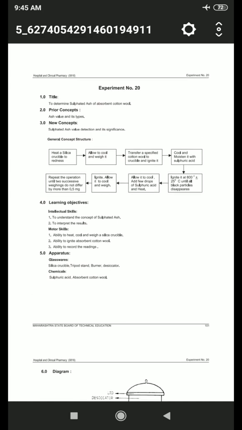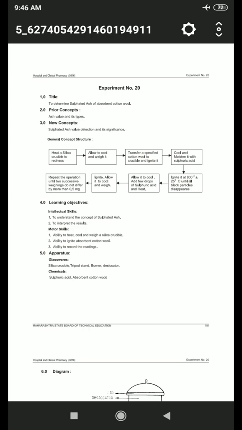Then the general concept structure of this experiment is: heat a silica crucible to redness, then allow it to cool and wet it, then transfer the specified cotton wool to the crucible and ignite it, then cool and moisten it with sulfuric acid, then next ignite it at 800 degrees Celsius plus or minus 25 degrees Celsius until all black particles disappear.